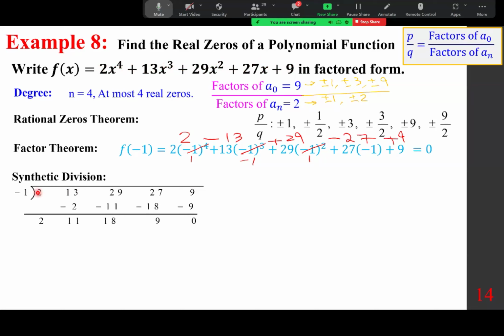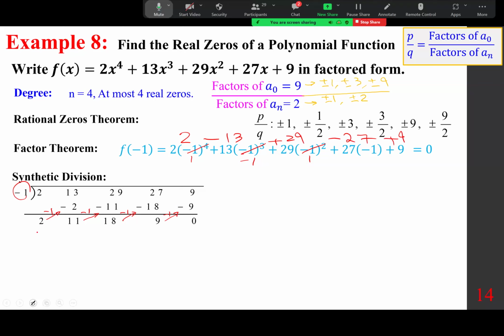So you bring the 2 down. You multiply it by negative 1. You get negative 2 and 13 is 11. You multiply it by negative 1. Negative 11 and 29 is 18. You multiply it by negative 1. Negative 18 and 27 is 9. You multiply it by negative 1. Negative 9 and 9 is 0.